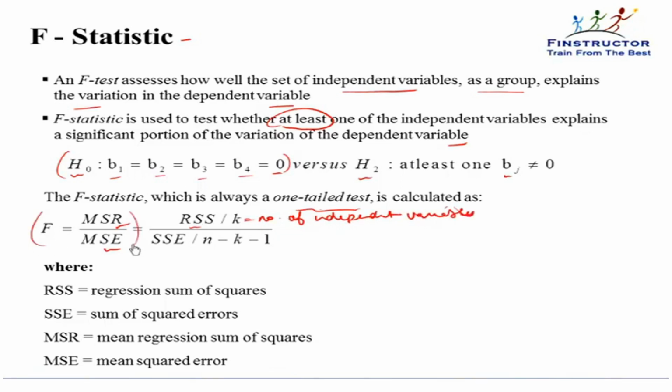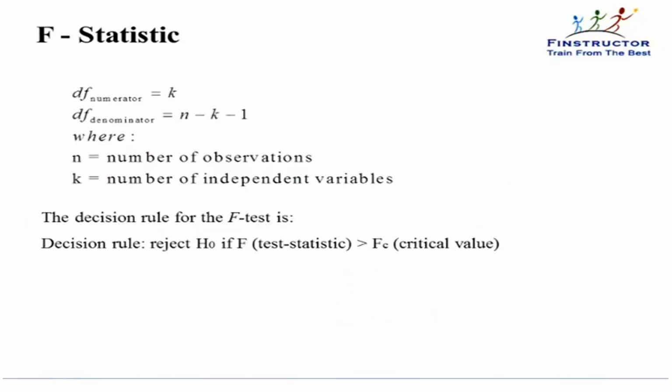However, this is the calculation of the F statistic, that is the mean squared regression upon the mean squared error, where RSS is the regression sum of squares, also called explained variation. SSE is the sum of squared errors, also known as unexplained variation. Mean square regression is the regression sum of squares divided by the degrees of freedom of the regression, and mean squared error is the sum of squared errors divided by the degrees of freedom of the error terms. Let's do an example and understand.